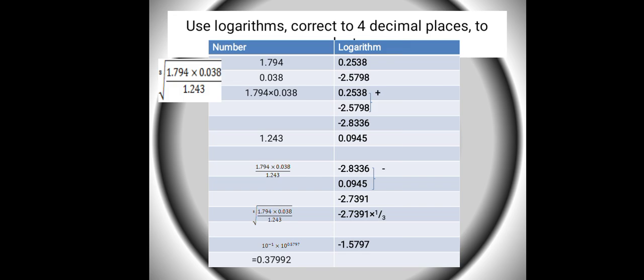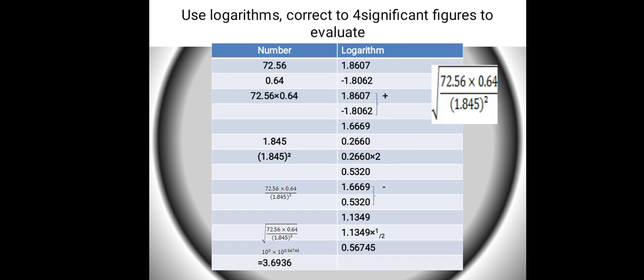2.8336. The log of 1.243 is 0.0945. Subtracted from the sum above, we get 2.7391. Get the cube root of this by multiplying by a third. We get 1.5797. Get the antilog. The result is 0.37992.